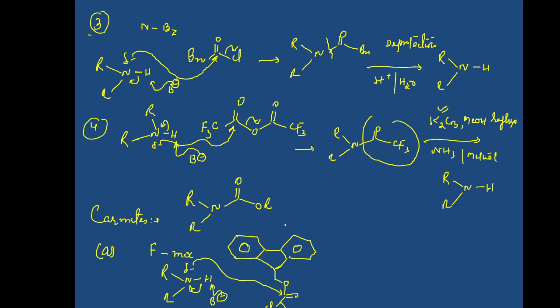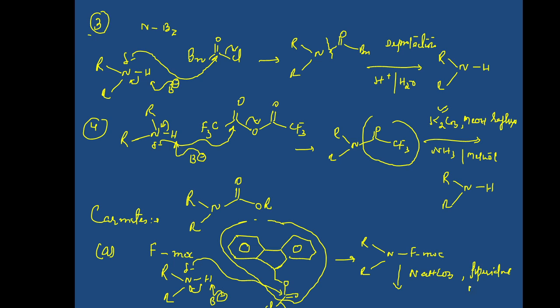Now this whole group is my Fmoc. So I can write it like this: R and R, and over here I'll write Fmoc. So once you protect the nitrogen atom by Fmoc, then you need to deprotect it. Deprotection of Fmoc is brought about by a mild base like sodium bicarbonate, or it can be brought about by using piperidine.